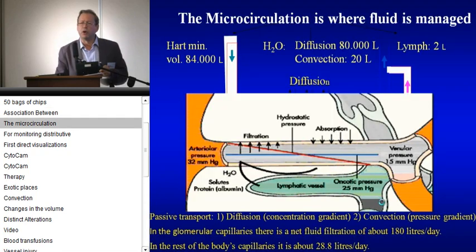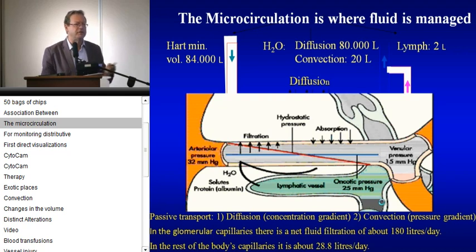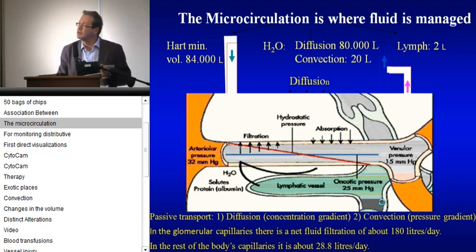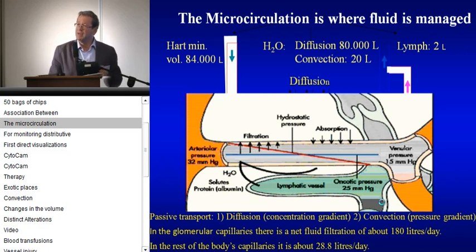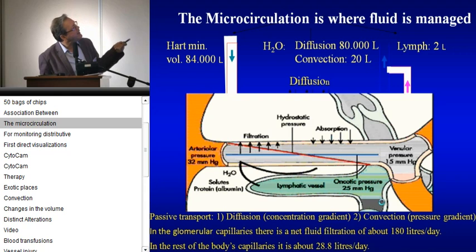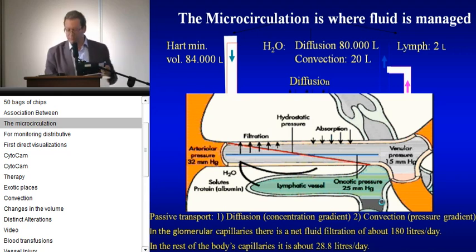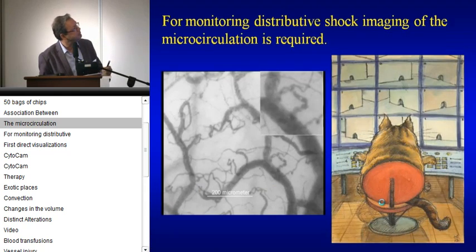But there are also some problems that we have with the physiology too. We've seen this type of Frank Starling curves. Let's not forget that 80,000 liters a day of fluids pass your microcirculation. Only 20 liters due to convection and a massive amount to diffusion. Yet when we talk about diffusion, there's really no one that takes into consideration what that really means in clinical practice. And that's why the microcirculation is really the place to be when we're talking about these issues.